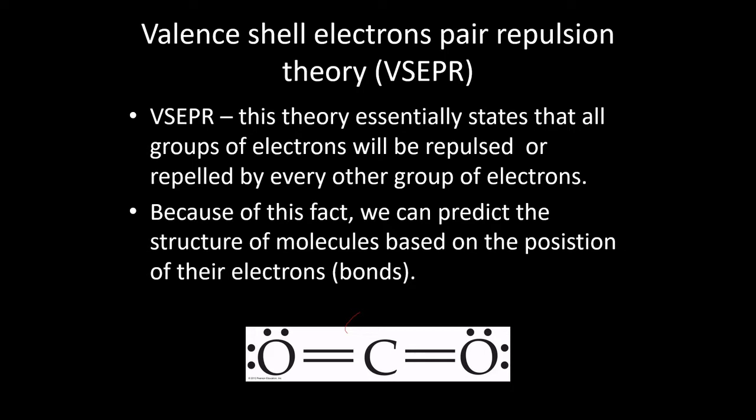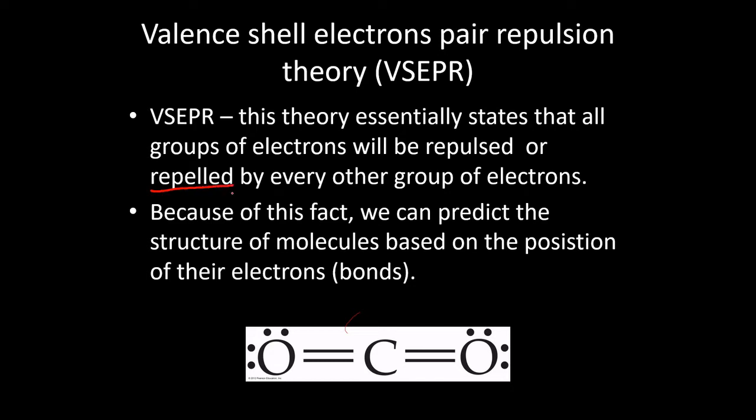This theory tries to predict the shape of molecules and polyatomic ions using the fact that electrons really don't like to be near each other because they have the same charge. They're alike in sign. They're negatively charged groups. Groups of electrons are repulsed by each other. They push each other away.